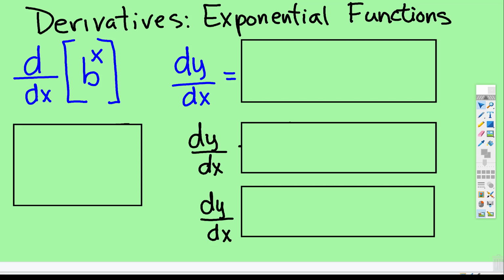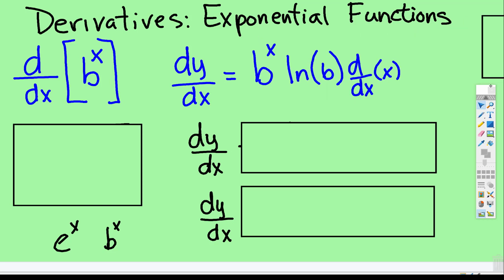Okay, now we're going to talk about the rules for derivatives of exponential functions. And the exponential functions could be e to the x or b to the x, and the process is very similar. So this says take the derivative of b to the x. So here's the derivative rule.